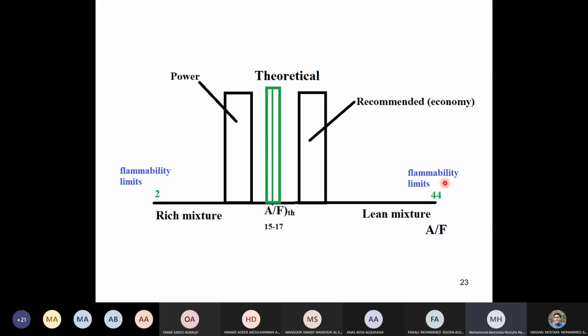What is 2 and 44 here? These are what we call the flammability limits. It means that within this range, when you mix the air and fuel, it will burn. But if you go beyond 44, it may not burn.